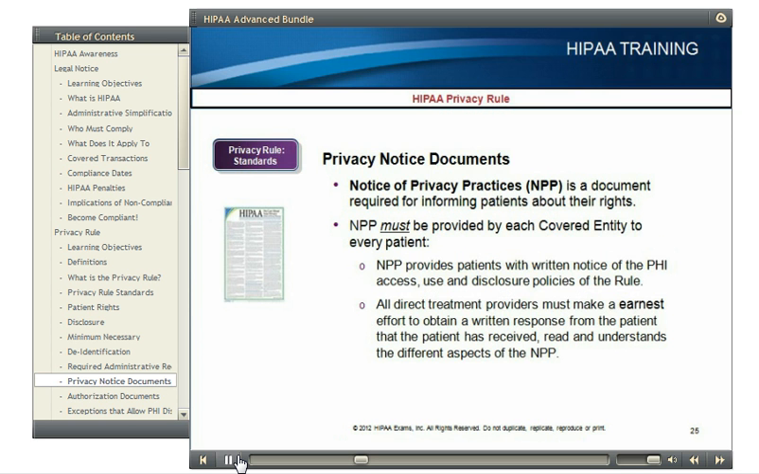Privacy Notice Documents. Notice of Privacy Practices, NPP, is a document required for informing patients about their rights. NPP must be provided by each covered entity to every patient. NPP provides patients with written notice of the PHI access, use, and disclosure policies of the rule. All direct treatment providers must make an earnest effort to obtain a written response from the patient that the patient has received, read, and understands the different aspects of the NPP.